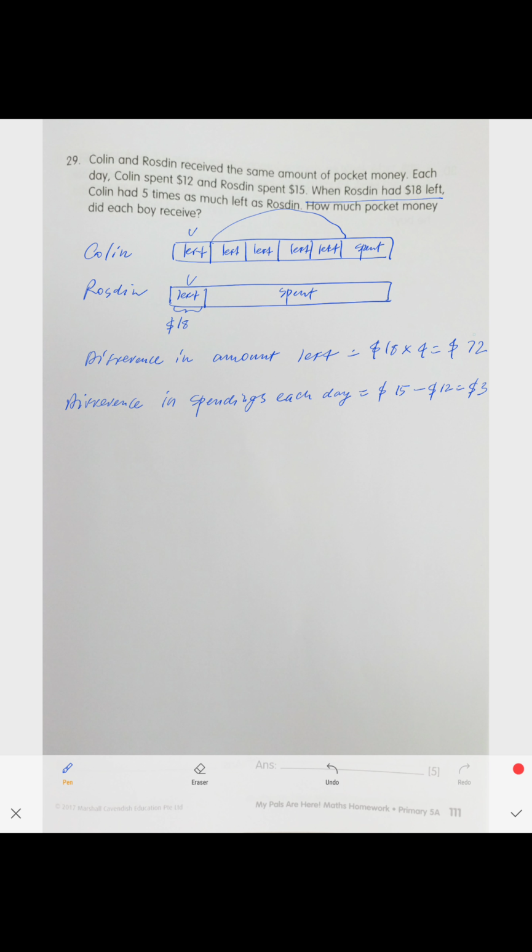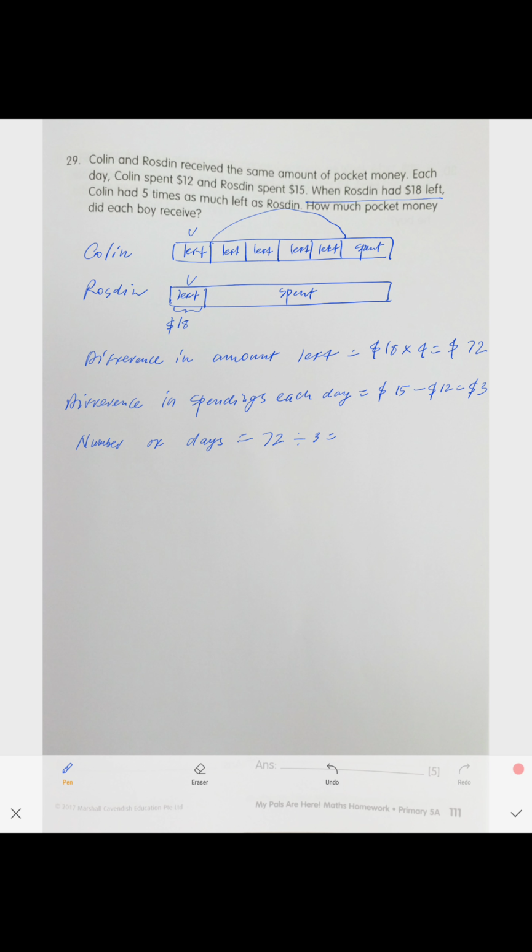We have the difference in the amount left. We have the difference in the spendings, right? We can calculate the number of days. And that's going to be what? 72 divided by 3, right?